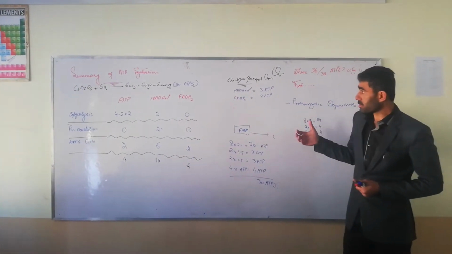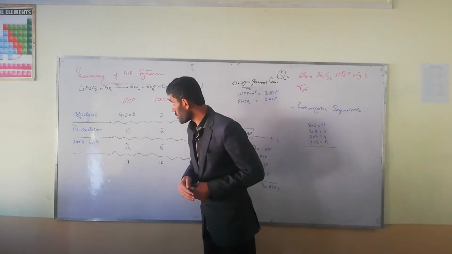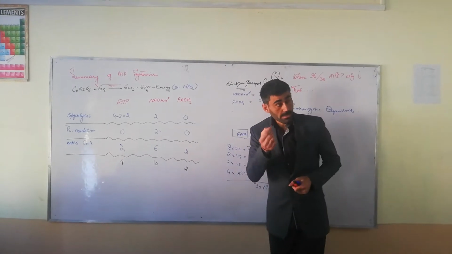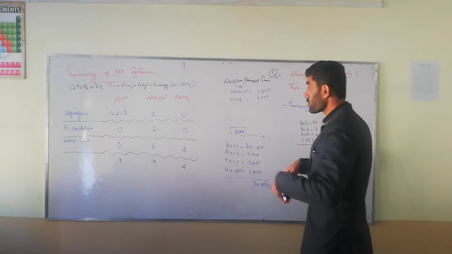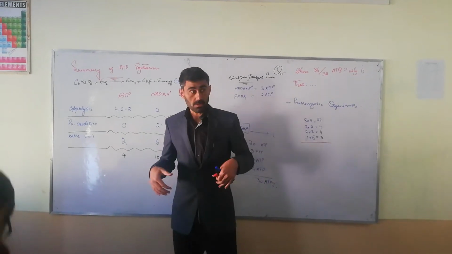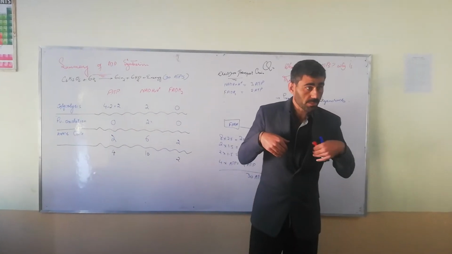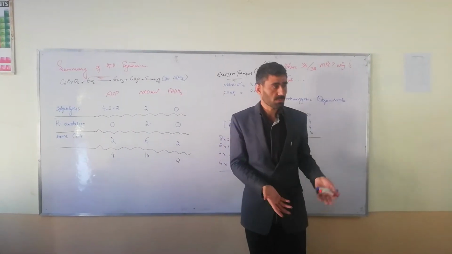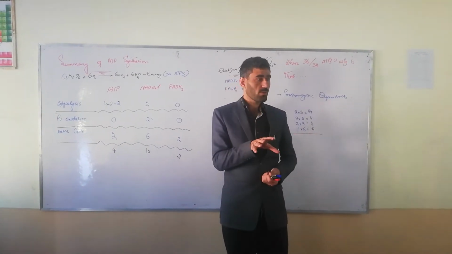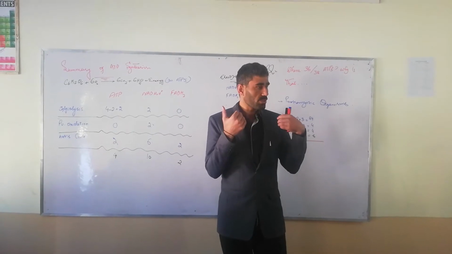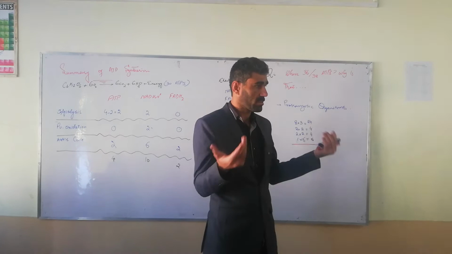Guys, today we are going to talk about the summary of ATP synthesis. You have just a single molecule of glucose and you can proceed to the further processes, going to your Krebs cycle and electron transport chain. But the first step you must know will always be glycolysis, the splitting of sugar.